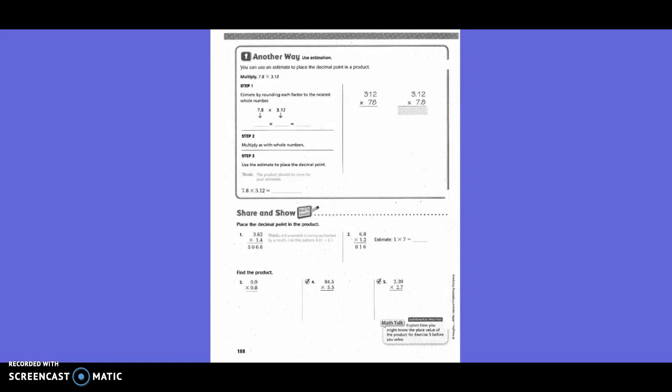Another way, use estimation. You can use an estimate to place the decimal point in a product. Multiply 7 8/10 times 3 12/100. Estimate by rounding each factor to the nearest whole number. So 7 8/10 would be approximately what, guys? 8. And 3 12/100 would be approximately 3. So 8 times 3 is 24. Multiply as with whole numbers.